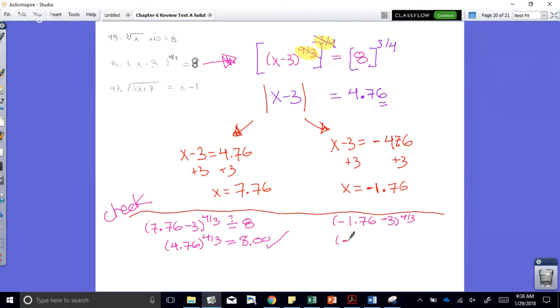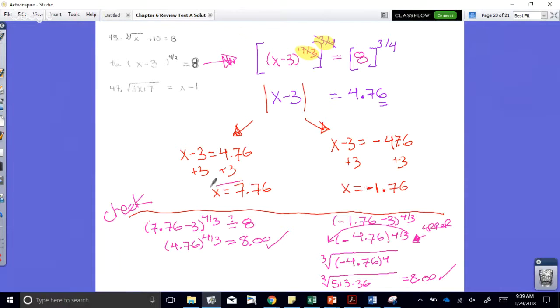That will be negative 4.76 to that power. That in your calculator may give you an error message. If it gives you an error message, then do this in 2 steps. You're going to take the cube root of negative 4.76 to the 4th. If you take the 4th power first, you end up getting 513.36, and the cube root of that is 8.00. Circle.